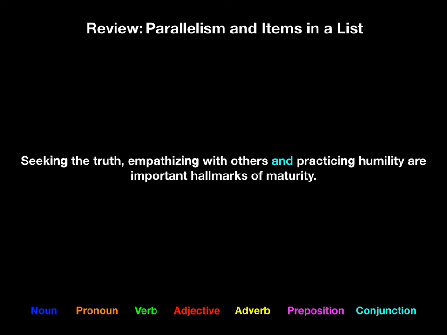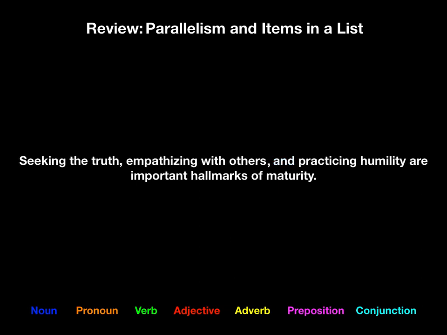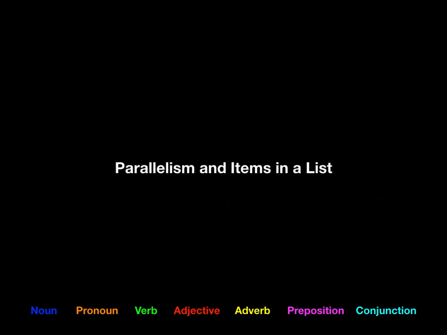You hopefully also identified that we have 3 or more items within the sentence, meaning that we need to include a comma before our coordinating conjunction. The final version would then read, seeking the truth, comma, empathizing with others, comma, and practicing humility are important hallmarks of maturity. Hopefully, after watching this lecture, you have a better understanding of how to find and fix errors with parallelism, as well as how to find and fix errors with commas and items in a list.